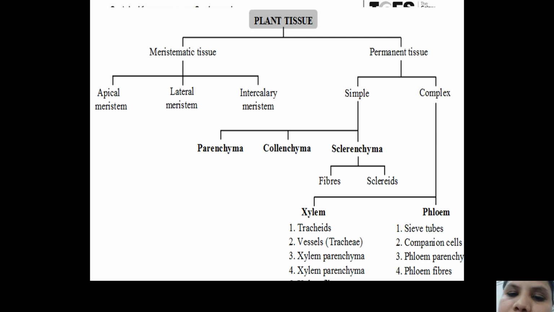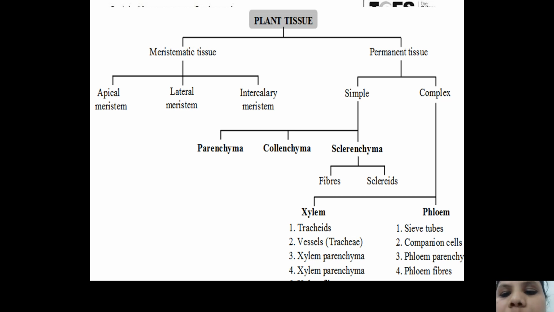The group of cells are nothing but the tissues, which play their important function and role. Now, these plant tissues are of meristematic tissue and permanent tissue type. Meristematic tissues are again of apical meristem, lateral meristem, and intercalary meristem. Permanent tissue consists of simple and complex.